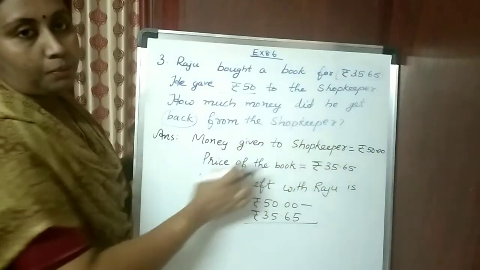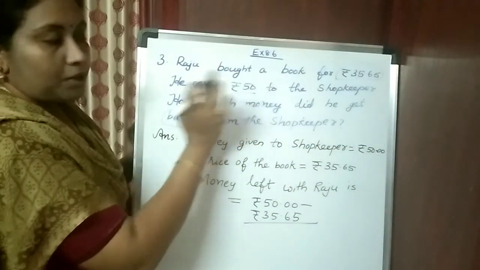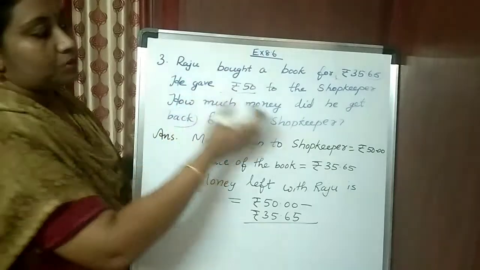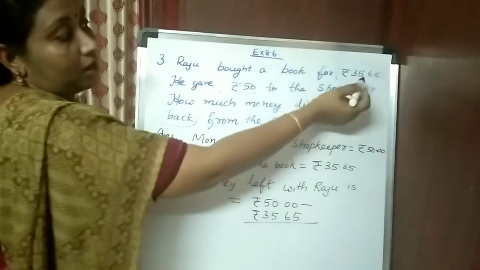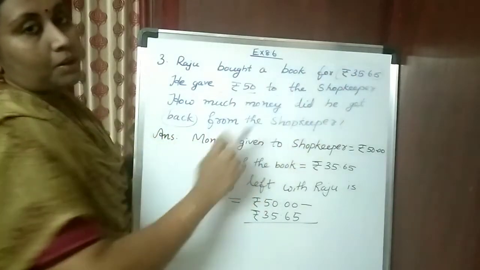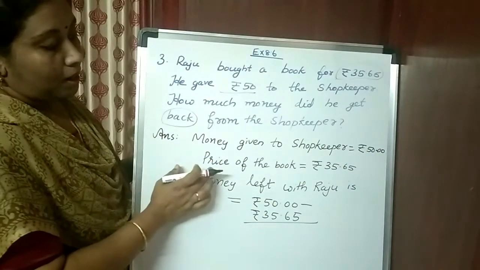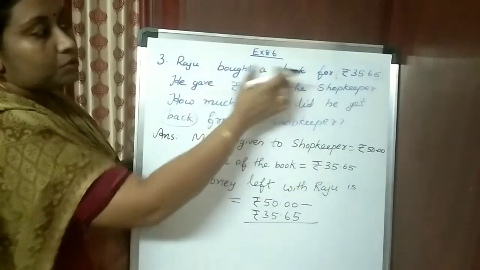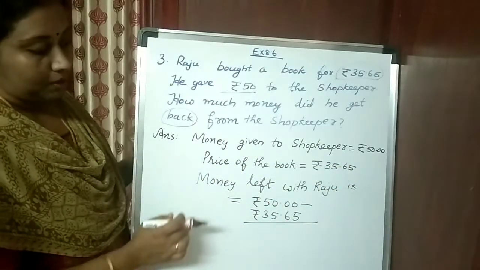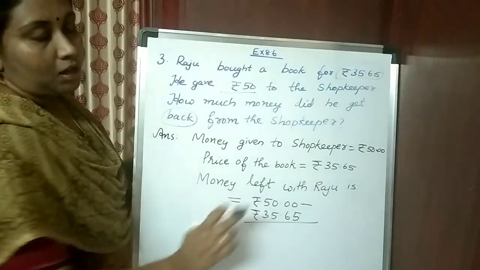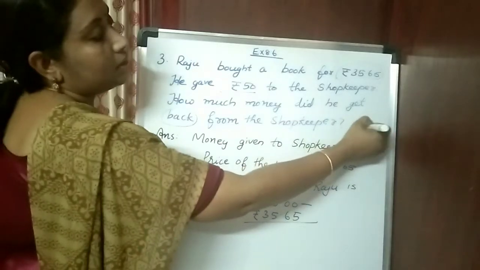Money given to the shopkeeper is equal to rupees 50. Here there is rupees only. There is no paise part. So you just put one dot and put 2 zeros for paise. Why? Here there is a paise part, so here also you put paise. Then price of the book or cost of the book is what? Rupees 35 and 65 paise. Then money left with Raju is, here you subtract the given numbers.